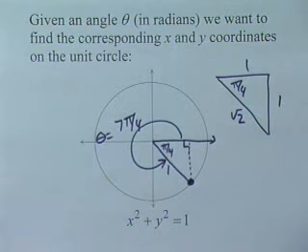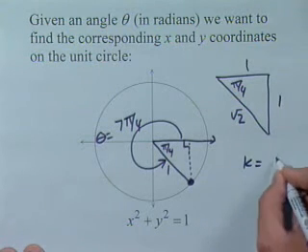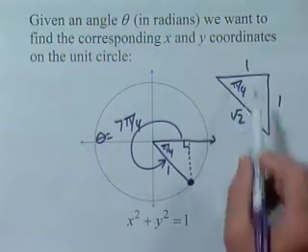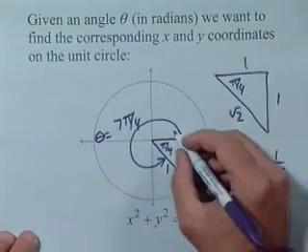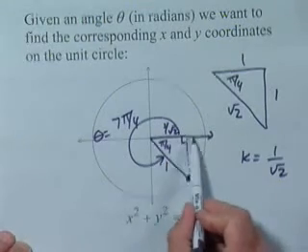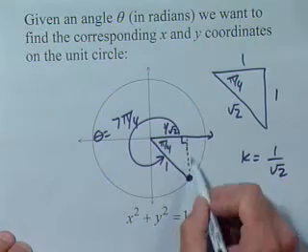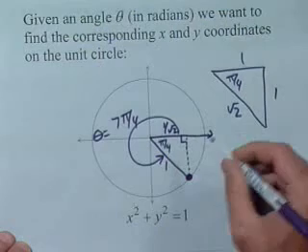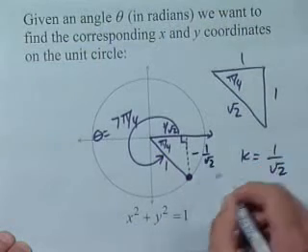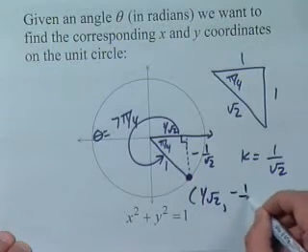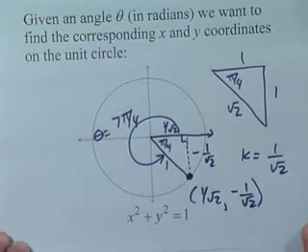So again, this is very similar to that other example. The relationship is k equals 1 over root 2. So if I want to get this side, 1 times 1 over root 2 is 1 over root 2. Now note that is positive since we're in the positive x direction. The y value is going to be 1 times 1 over root 2, but we're in the negative y direction. So that gives us the point x is 1 over root 2, y is negative 1 over root 2.